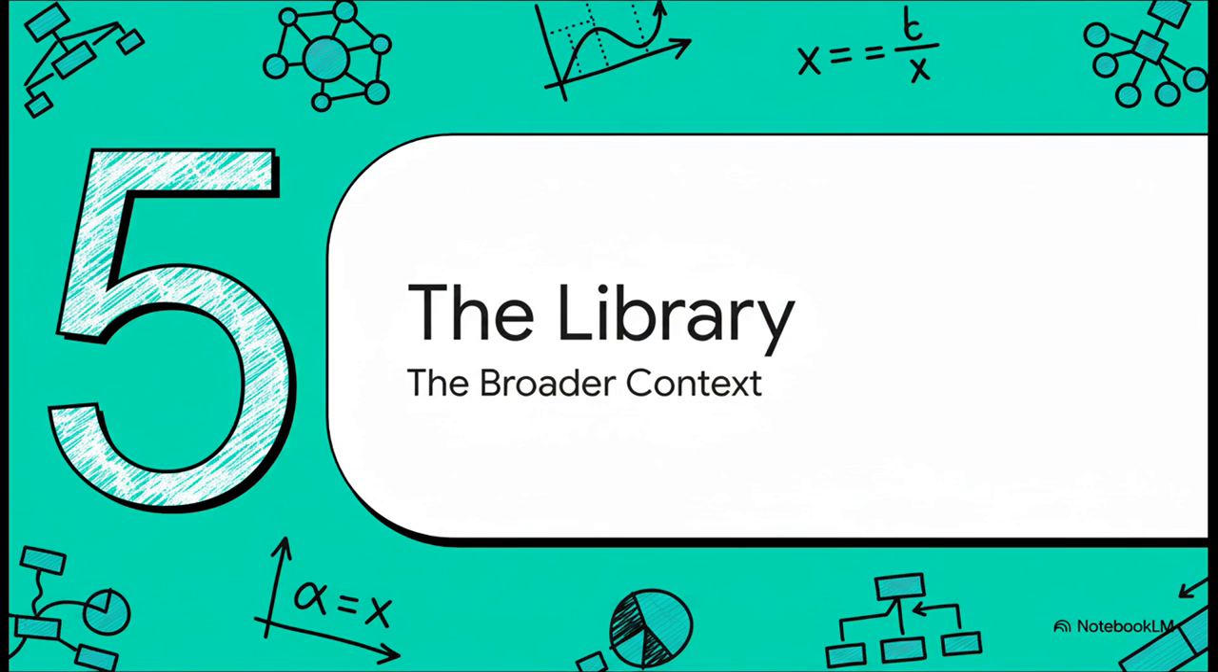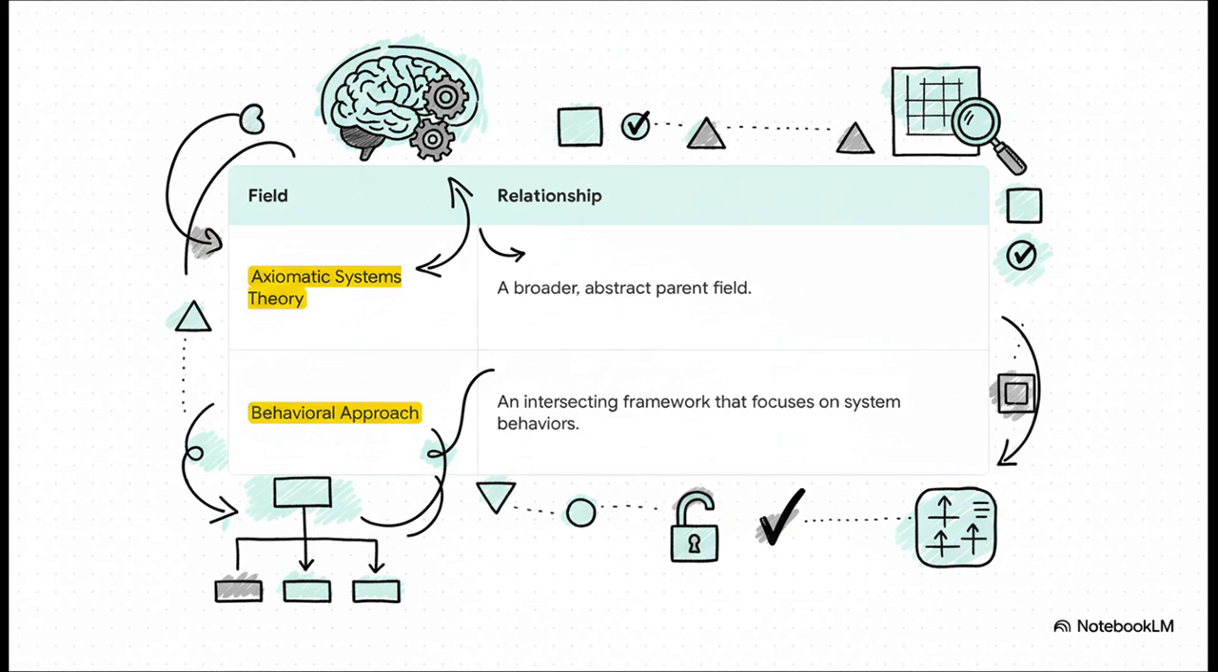All right, let's zoom out for a second and see where this all fits in the bigger picture. This field isn't an island. It's actually part of a much, much larger library of ideas about how we can formally understand complex systems. As you can see, algebraic systems theory is part of a bigger field called axiomatic systems theory, which tries to find the rules for all systems, not just linear ones. It also crosses paths with something called the behavioral approach, which focuses more on a system's possible outcomes. They're all part of the same grand project, really, trying to create a universal language to describe complexity.